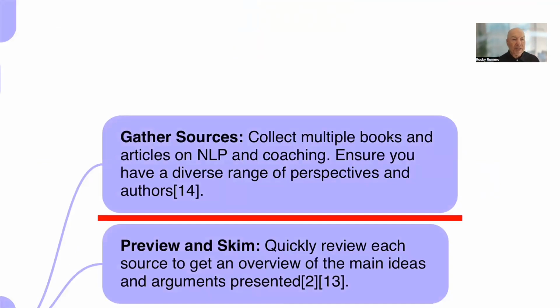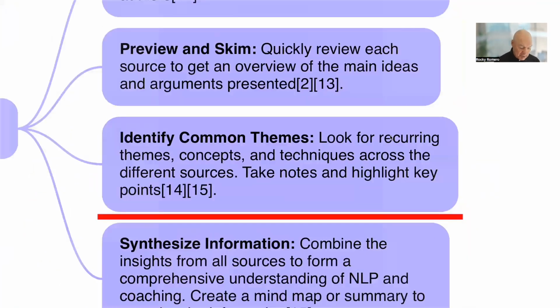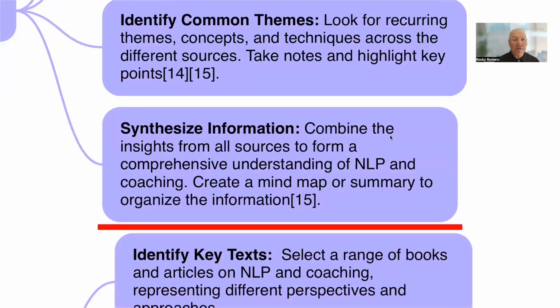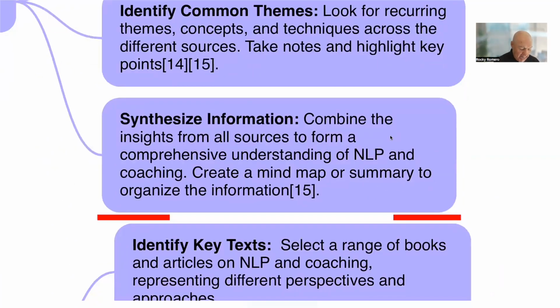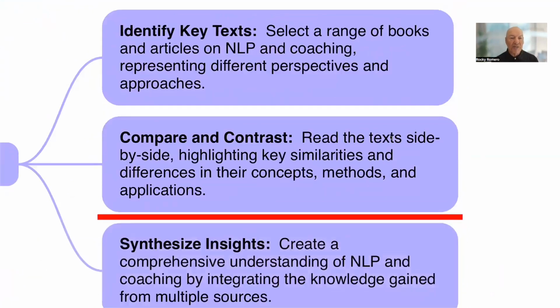Gather the resources, multiple books on a particular topic, review them, skim them, identify the common themes, synthesize the information, combine the information, identify any key text that I want to capture, and compare and contrast. What is one book similar to another book, to another book, to another book, and contrast each of those? What are the messages that are coming to me?